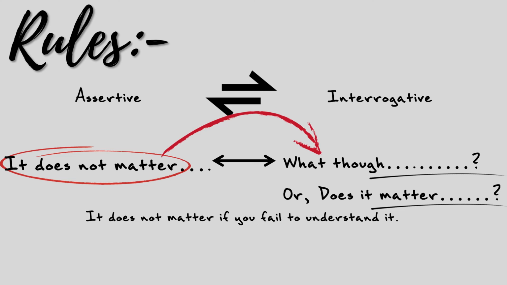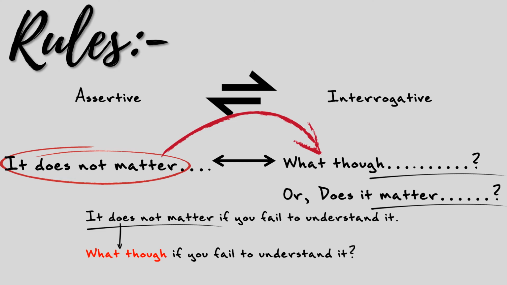So you need to bring the "does" in front of the subject "it" if you want to make it a yes/no question, and if you want to make it a WH question, you must replace "it does not matter" with "what though". So the answer will be, "What though you fail to understand it?" And the yes/no question of this statement will be, "Does it matter if you fail to understand it?" Question mark.